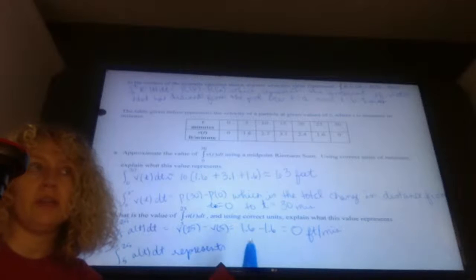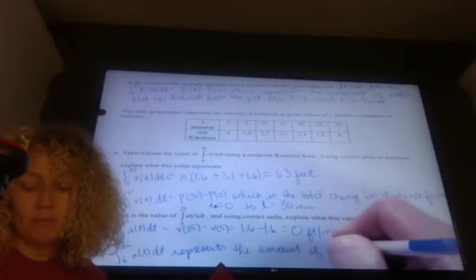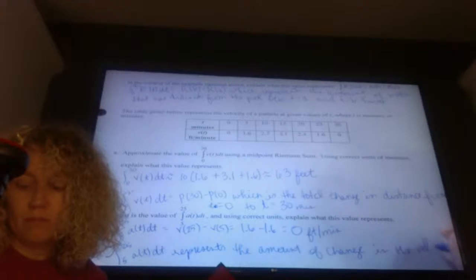So that represents the amount of change in the velocity from t equals 5 to t equals 25 minutes.